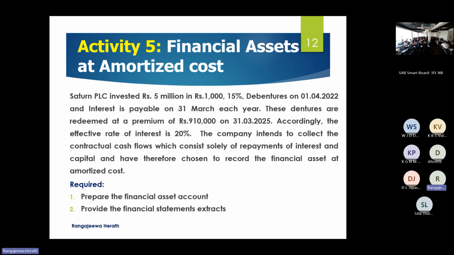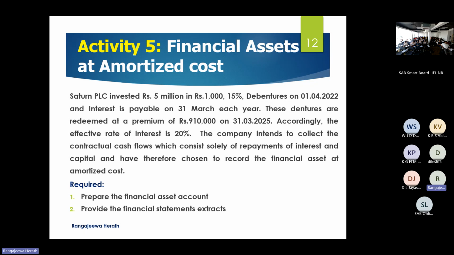Saturn PLC invested 5 million in rupees 1,000 15% debentures. So rupees 1,000 is the face value of a debenture. 15% is the coupon interest rate, the interest rate at which the investor will receive interest. For a rupees 1,000 debenture, 15% interest is paid. 15% of 1,000 means 150 per debenture.